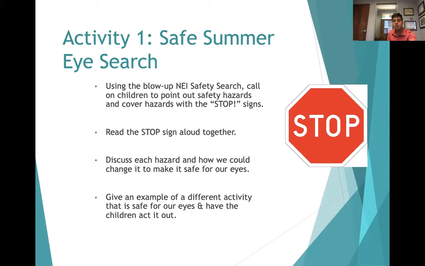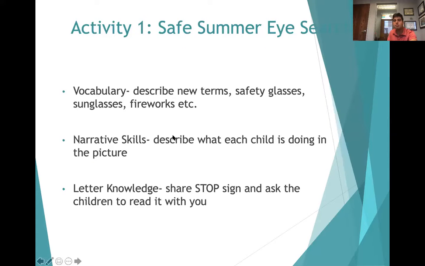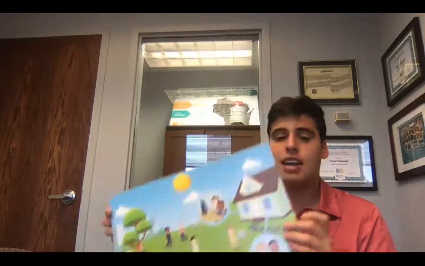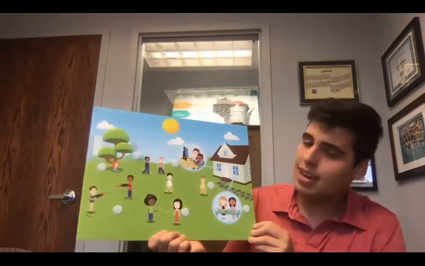So let's get into the skills, and then I will show you guys the materials for the safe summer eye search. So for this specific activity, we'll be going over vocabulary, describing new terms such as safety glasses, sunglasses, fireworks, narrative skills, since the children will be asked to describe what each child is doing in the picture, and then you'll be doing that as well. And then letter knowledge, sharing the stop sign, and asking the children to read it with you. So here is the actual board. As I said, I feel like once you see the board, all those bullet points will make more sense.